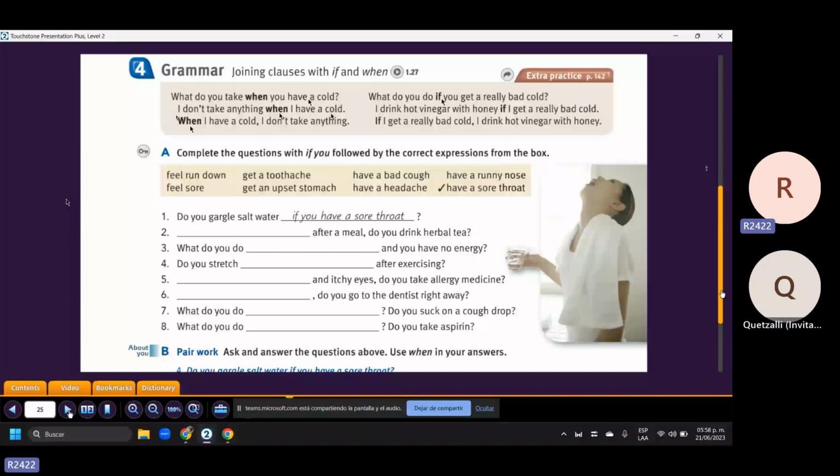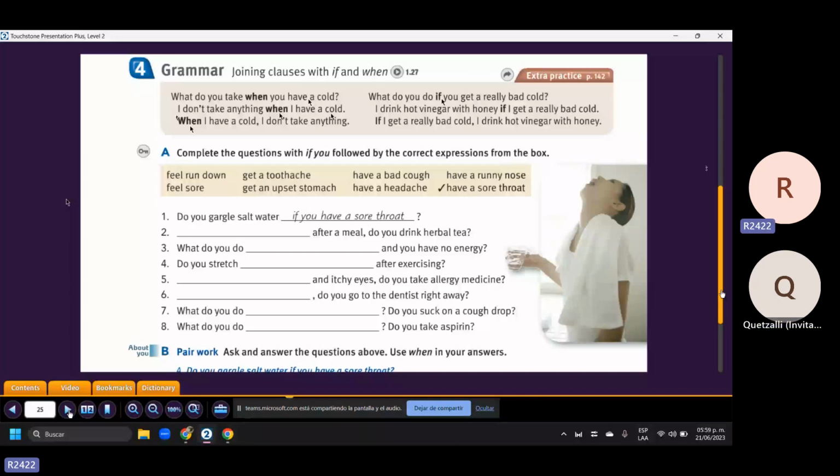So the use of if and the use of when is really similar. In Spanish, if is sí and when is cuando. So, entonces, la diferencia: what do you do if, ¿qué haces si? What do you take when, ¿qué tomas cuando? Entonces, en el caso del if es más una condición. ¿Qué haces si pasa esto? Right? Y ¿qué haces cuando tienes esto? Right? Okay.